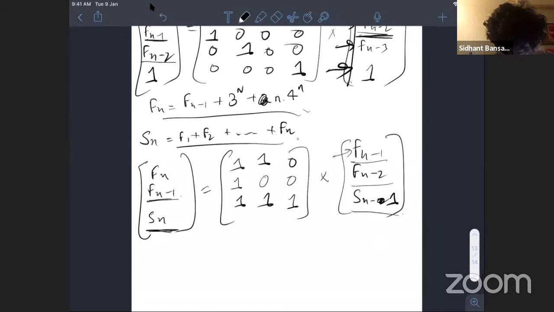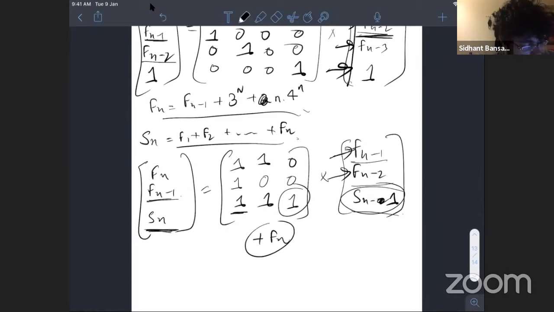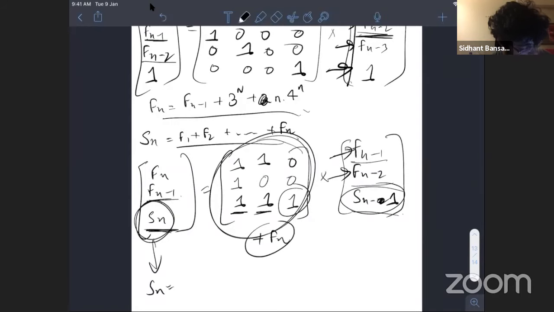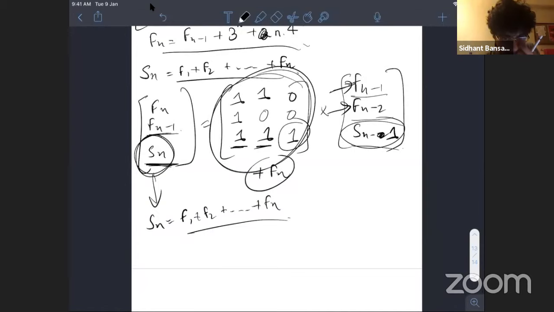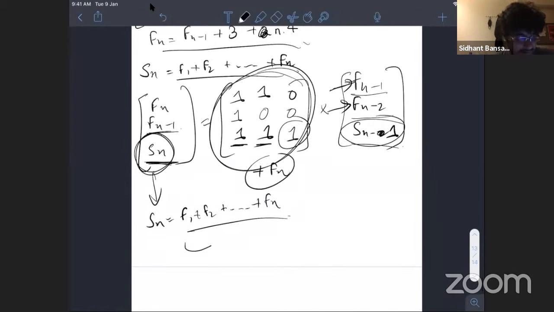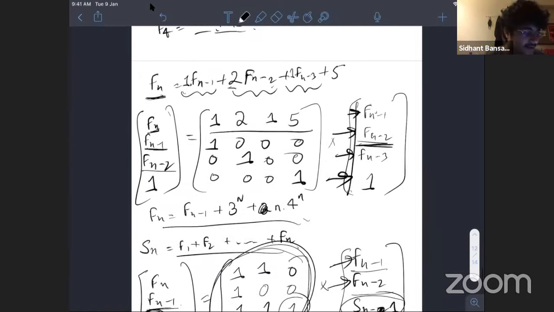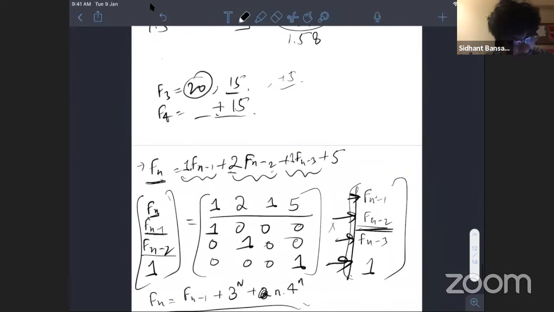So Sn is basically saying add Sn minus 1, the sum of all the previous terms that you got, plus Fn. And what is Fn? Fn is just 1 times this and 1 times this. So if you use this matrix, then the last column, last value will actually give you Sn, which is F1 plus F2 dot dot up till Fn. So you can even get prefix sums this way of your recurrence, like the sum of the first n Fibonaccis, or whatever, like the random recurrences.